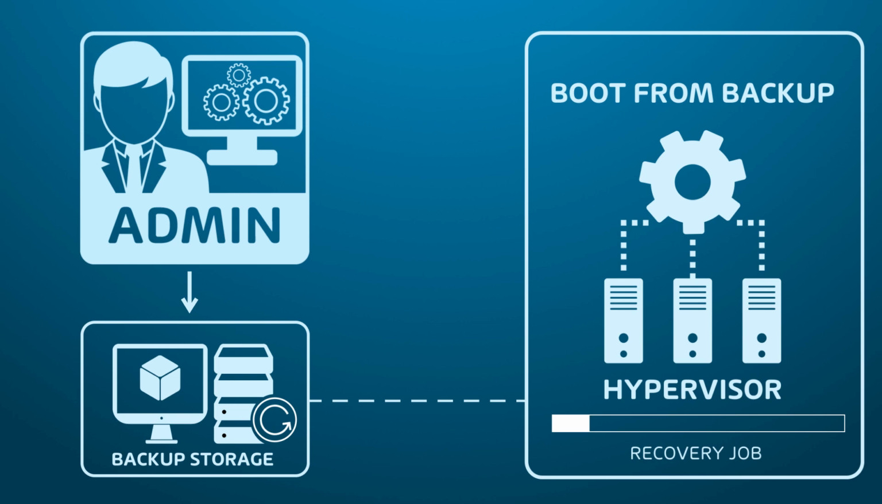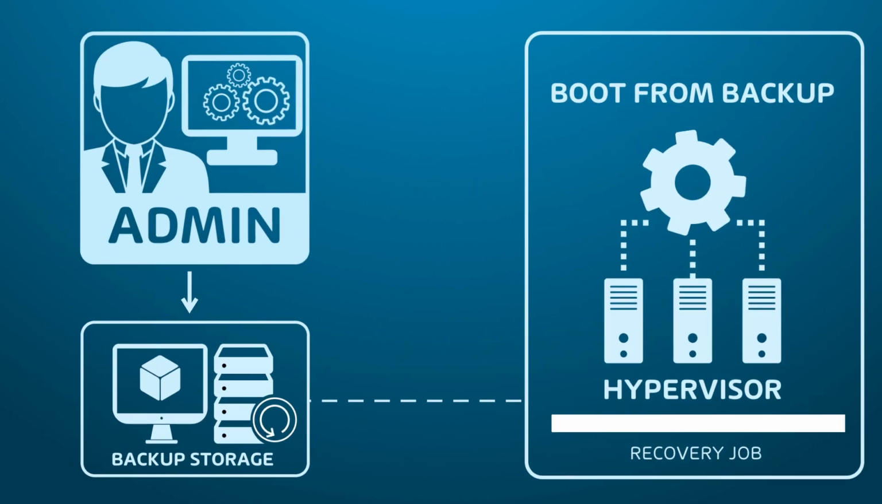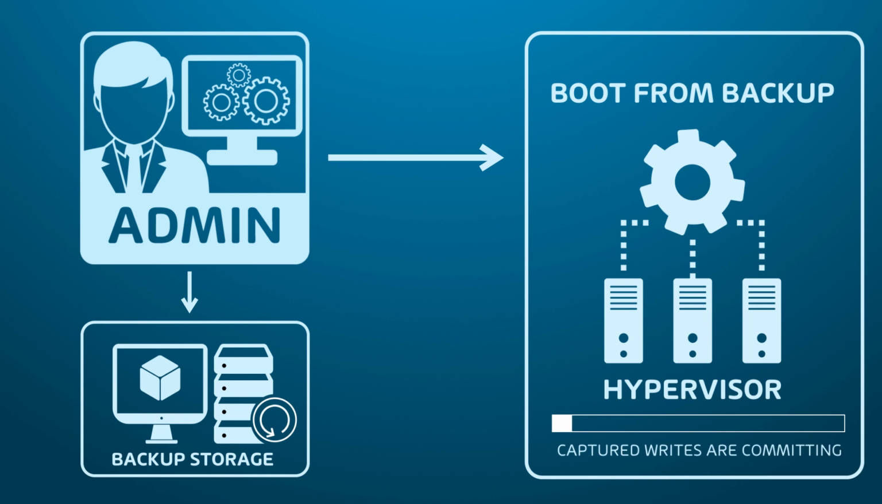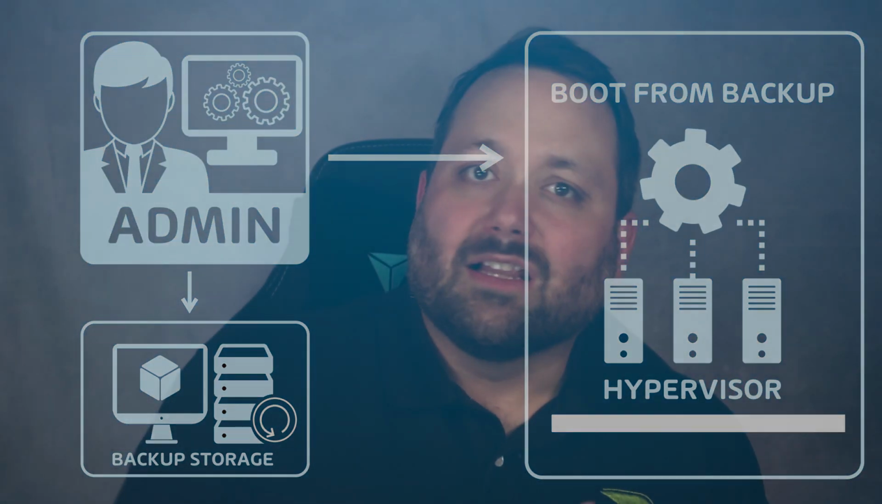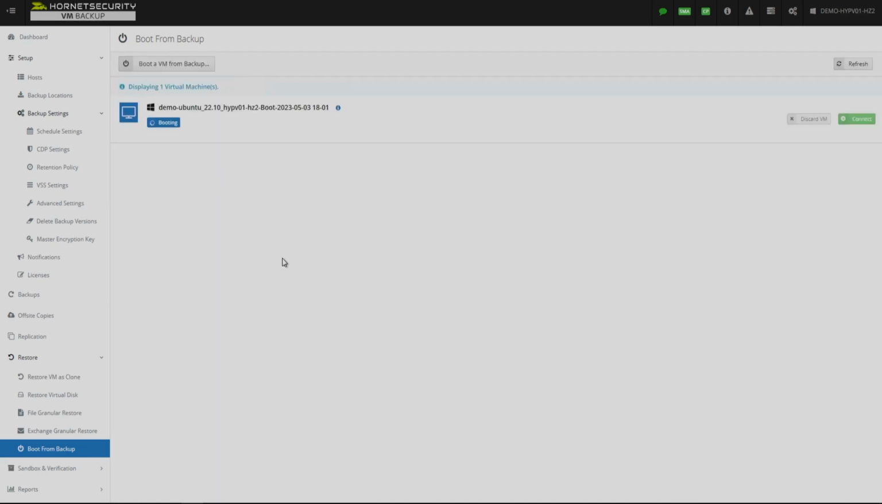While the VM is running in this way, a recovery job is started and running in the background, and the application is capturing all the new writes that are coming into the boot from backup version of that virtual machine. Once the recovery job is done, the administrator defines a period of time to shut down that boot from backup version of the VM, and the VM recovery is then finalized. At this point, the writes that were captured during the boot from backup process are then committed to disk. You start up the VM, and away you go. Like the file granular restore process we just saw, this whole process is wizard-driven and walks you through a similar process. This is just one more powerful recovery feature that VM Backup by Hornetsecurity can bring to your business.